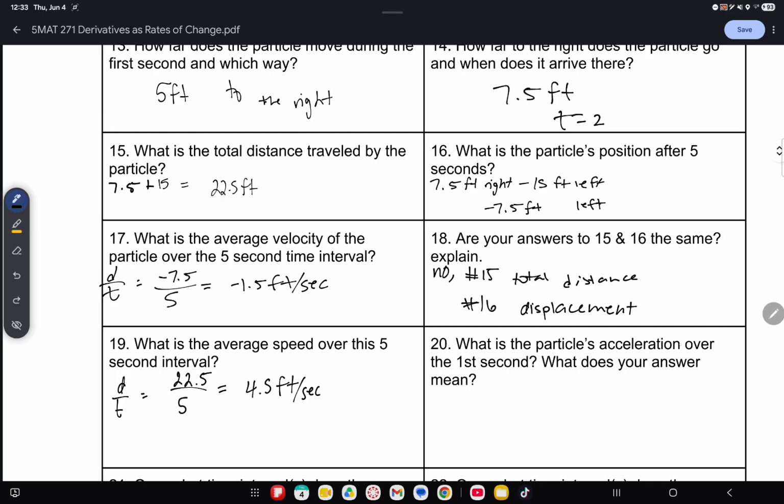What is the particle's acceleration over the first second? And what does your answer mean? So remember, that first part is where it was constant. So actually, the acceleration is 0. That just means the velocity doesn't change.